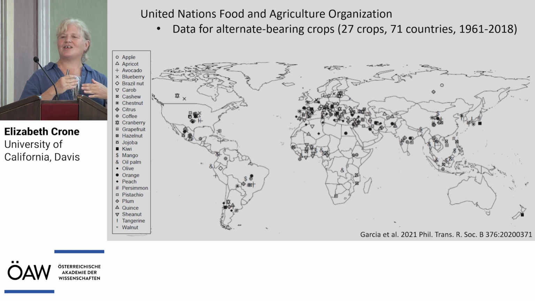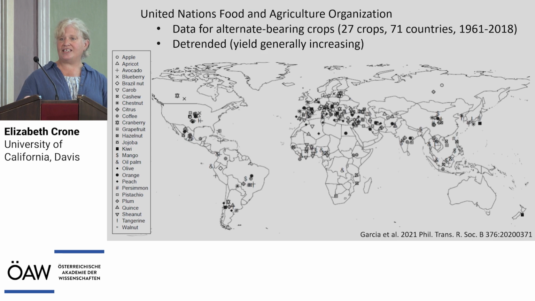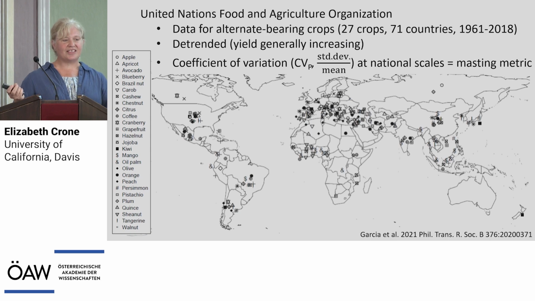We selected only ones that were reported in the literature to be alternate bearing, though we could go back and get data for all the crops, even the ones they've thought they've bred it out of or maybe never had it. But it was a total of 27 crops in 71 countries with time series at the national level from 1961 to 2018. We detrended them because yield of all crops is generally increasing through time, and then we're using this coefficient of variation at national scales as our metric of masting. And I just have the dots in the middle of each country, but some are averaged over all of Canada or all of Russia, although it might not grow everywhere in that country.